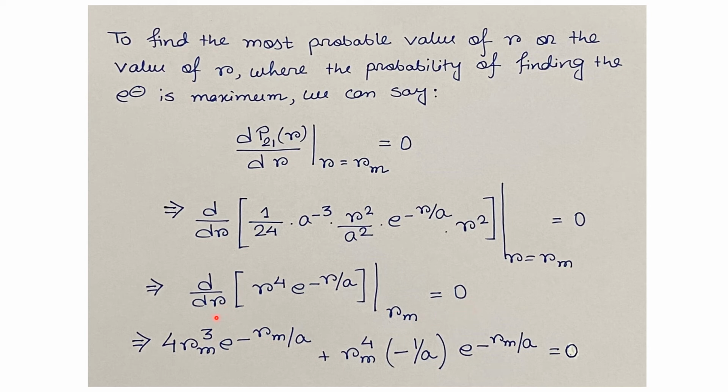So we'll just do the derivative here. We get 4 Rm cube times e to the power minus Rm by a, plus Rm to the power 4 times minus 1 by a times e to the power minus Rm by a, equals 0. So we have done the derivative of this function.